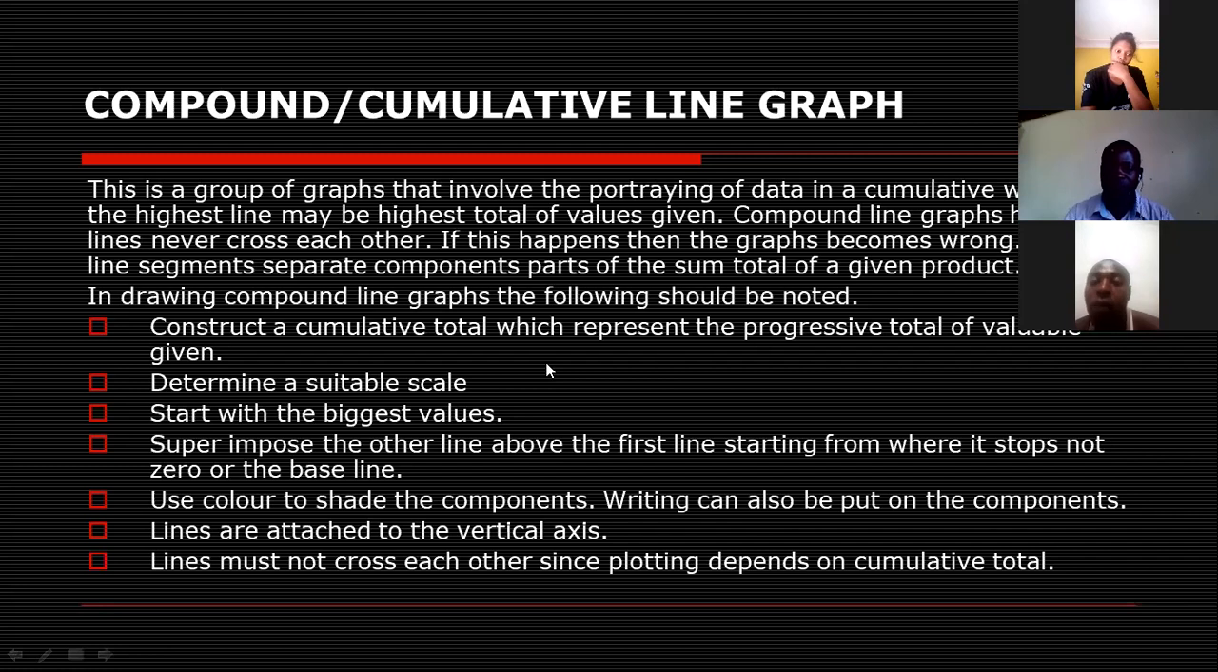Lines are attached to the vertical axis. You remember, for line graphs, we said the lines are not attached, but these ones must reach both axes, for example all the vertical sides of the graph. And then lines must not cross each other, since plotting depends on cumulative totals. That is basically what we look at.